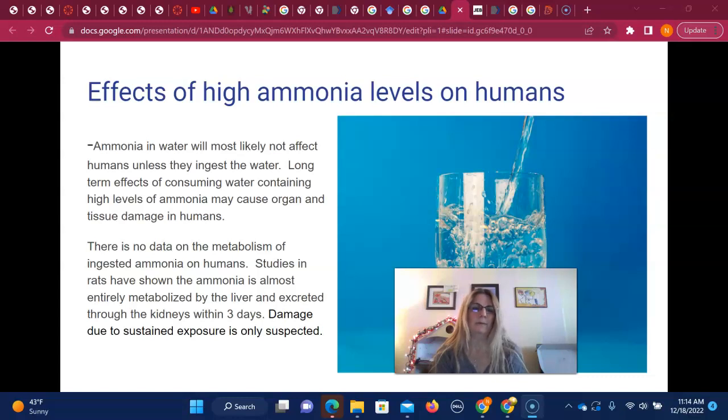However, if you already have a compromised kidney and liver, it's suspected that you would see much of the same effects on the brain and the mitochondria and the overall metabolization of ammonia, and the impairments of it that you see in fish, in humans as well. So it will really affect your brain much in the same way as we've already discussed.